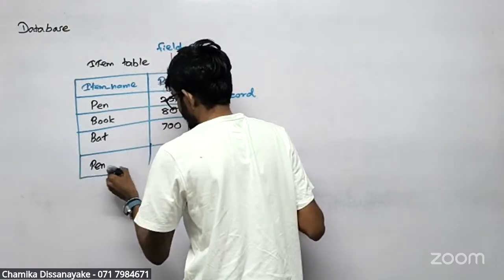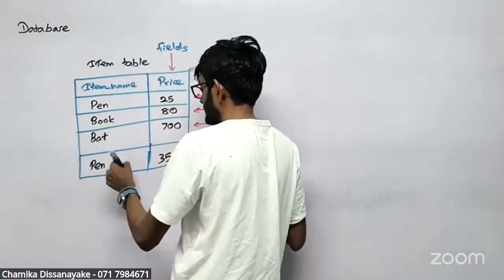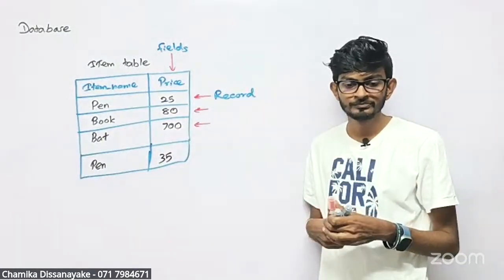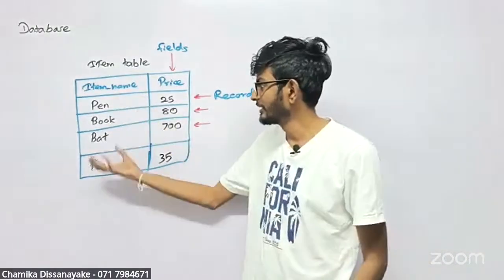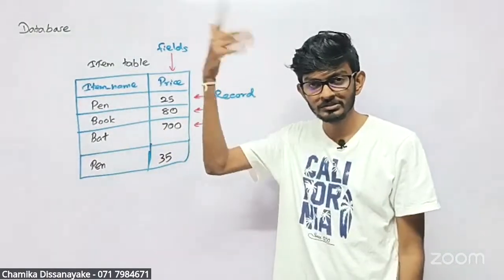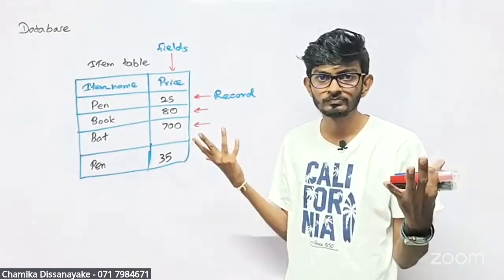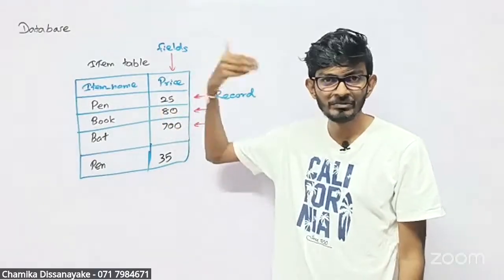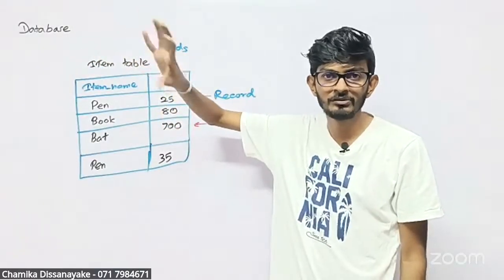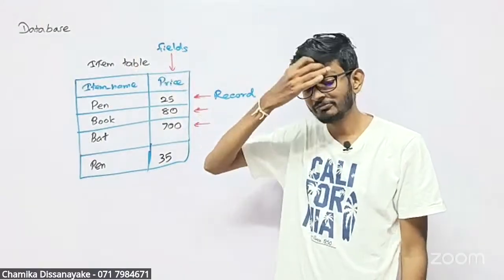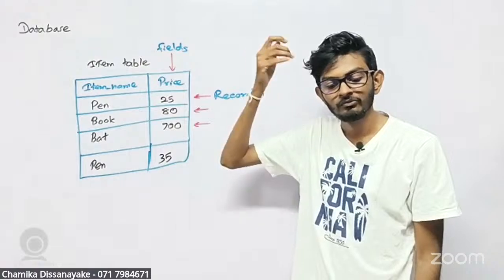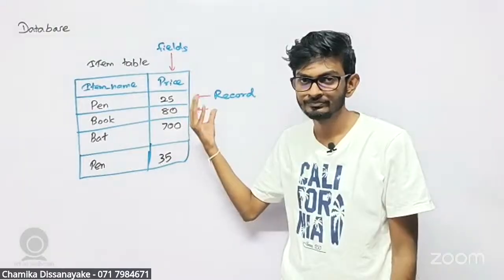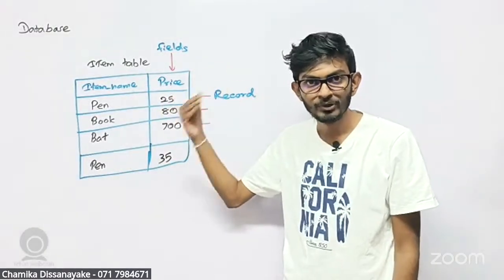So what will happen? If we search for pen, the system will be confused, no? We have two pens. So what is the thing she is going to search? The price is the same, no? When we type 25, there can be several items that have the same price. It is very difficult. We need a separate field to identify each record.